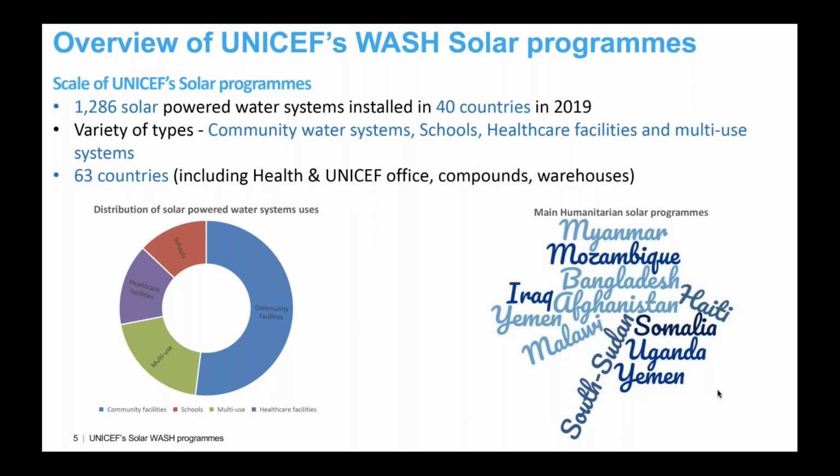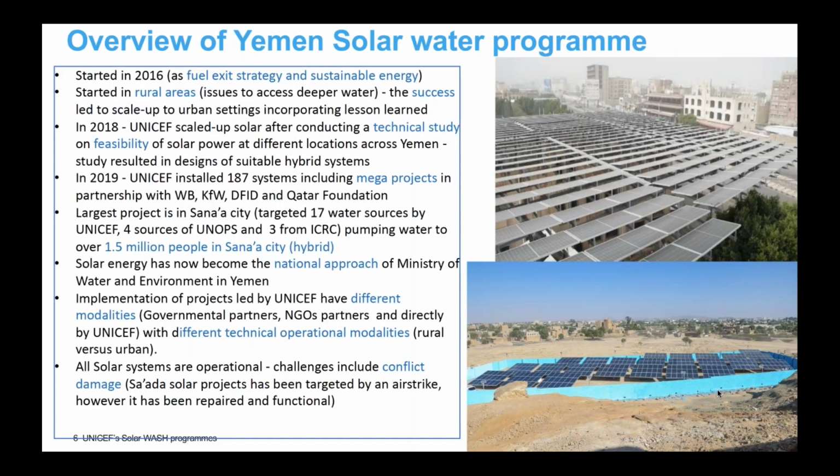However, in the next slide, I would like to focus on a couple of places. I'm going to talk about the experience that we have in Yemen and in Gaza. It started with Yemen, which has had, not only for last year but in the last few years, very large interventions using solar energy. And this started a little bit as a fuel exit strategy, to look for renewable and more sustainable sources of energy in 2016. This was the case in Yemen for UNICEF, for the operations that we were having there.